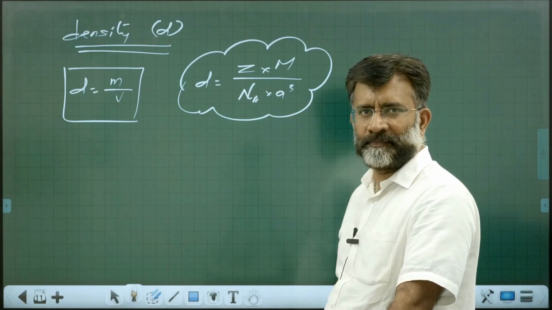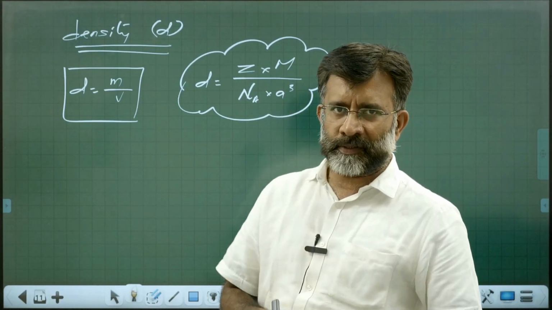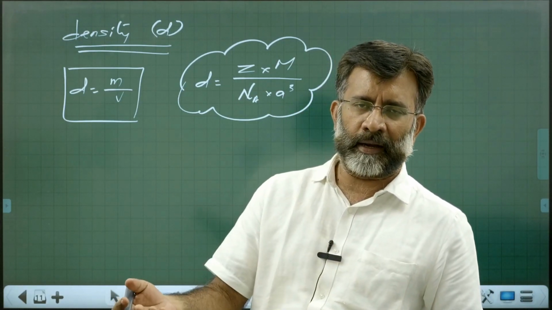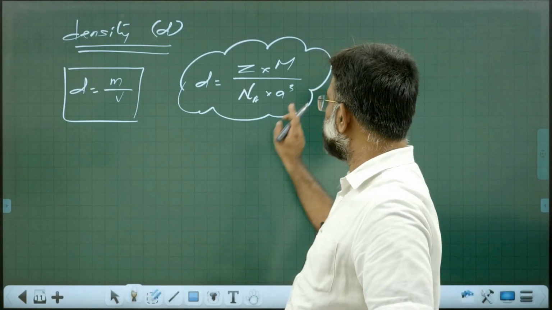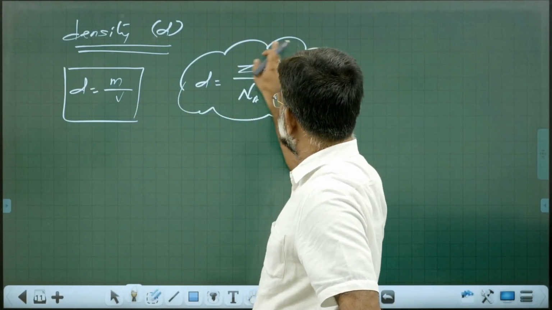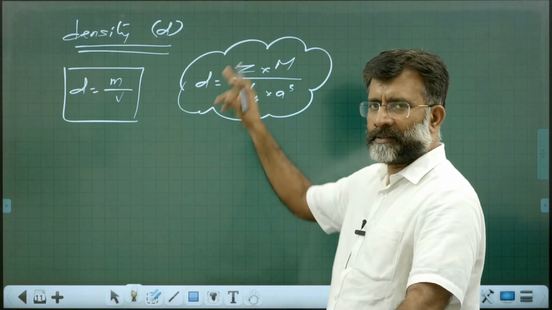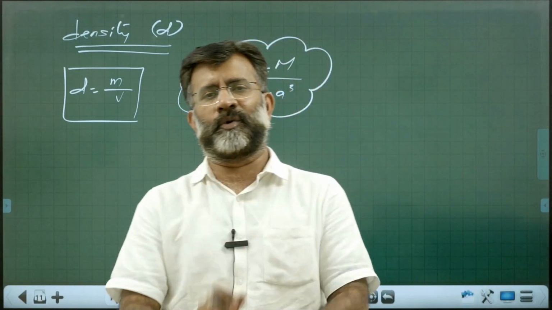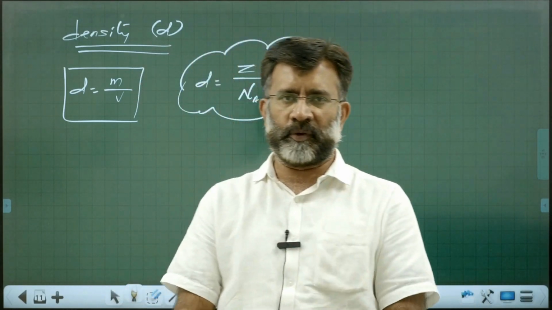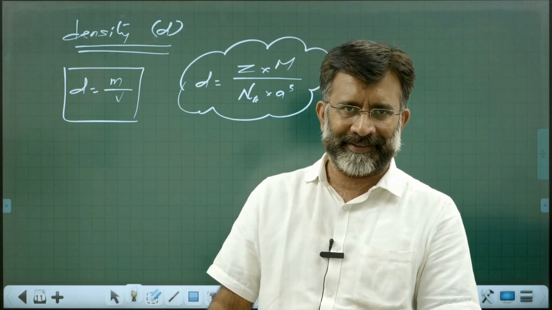Edge length. If we are dealing with the cubic system, A equal to B equal to C, and the volume will be A cube. This is nothing but volume. So this is nothing but mass of a unit cell. Zm by Na is mass of one unit cell. A cube is volume of the unit cell. Mass by volume, density. Okay.